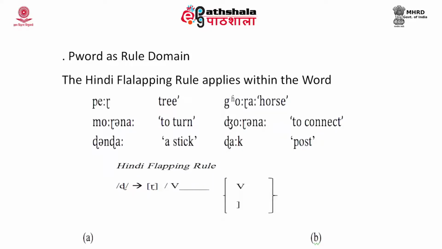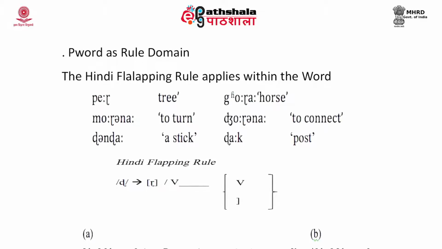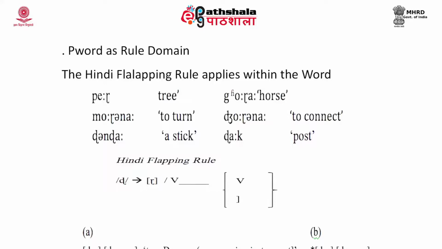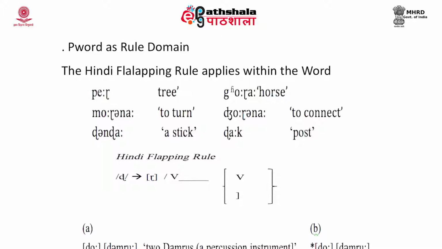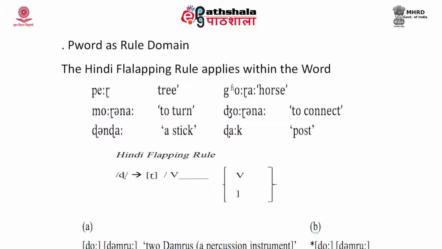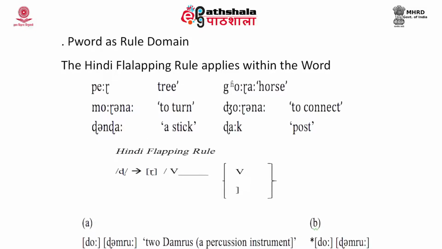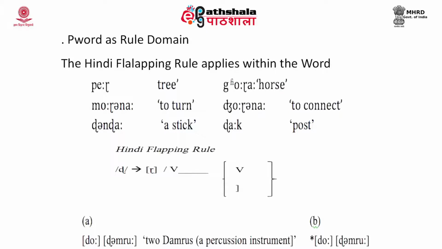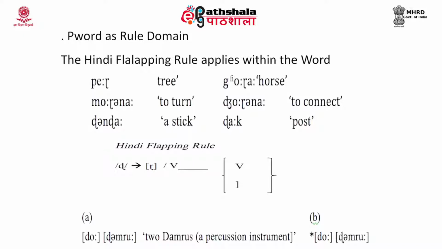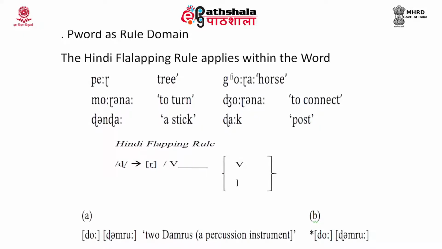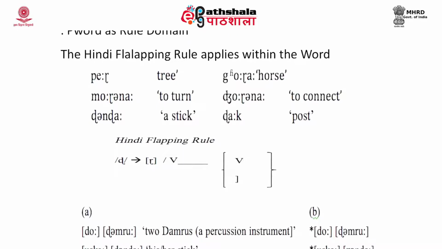Now we have a phenomenon from Hindi again to see how the phonological word can function as a rule domain. There is a process of flapping in Hindi with examples on the screen. So Hindi has the phones d and r as allophones. Now, where does r occur? R occurs, like the velar l, at the end of words, as in paired, or between two vowels, as in ghoda.